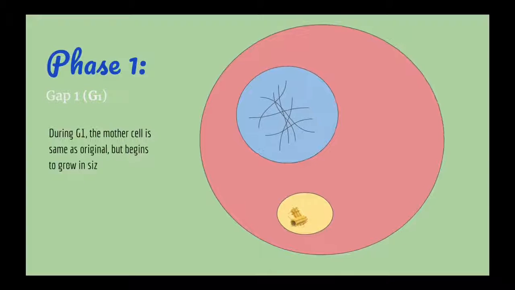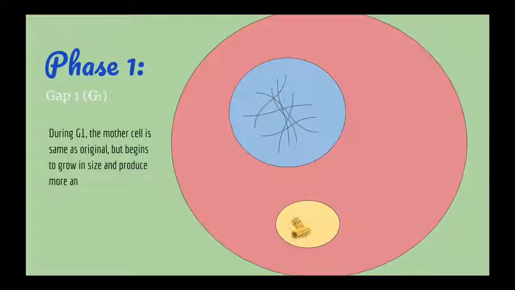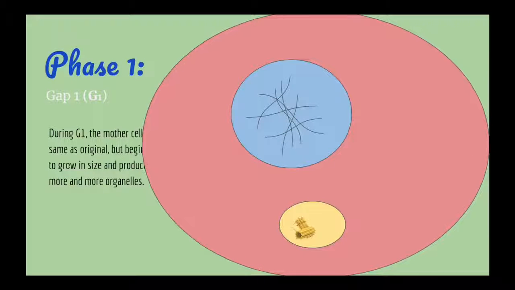During G1, the mother cell is pretty much as original, but it begins to grow in size and produce more and more and more organelles. They develop an extra set of chromosomes and will continue storing them until the next phase, which is synthesis.